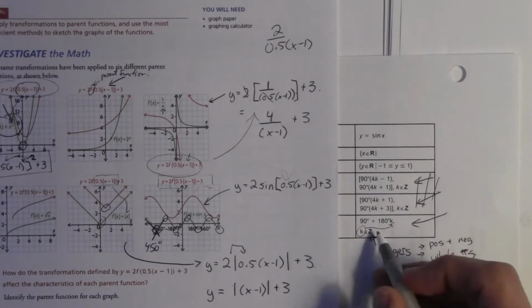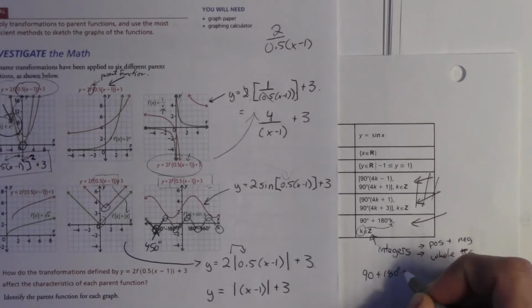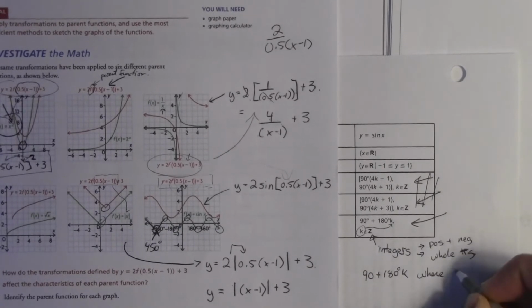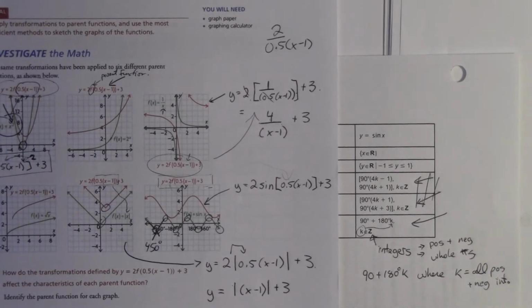It's saying that the turning points are at 90 plus 180 degrees K, where K is equal to all positive plus negative integers. Okay, so let's just use a couple examples here. We'll use -2, -1, 0, 1, 2, 3. Okay, so if we sub in these values for K into this equation, we should get a turning point. All right, so let's see. 90 plus 180 times -2.